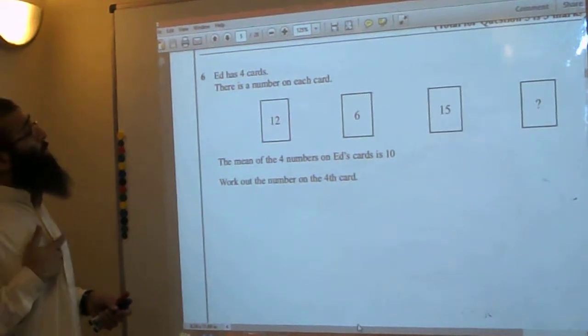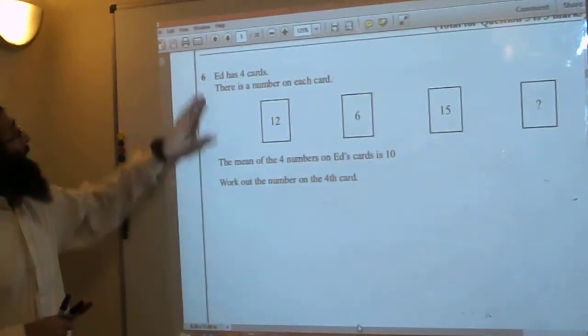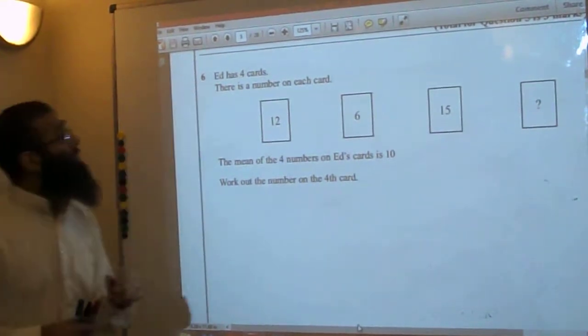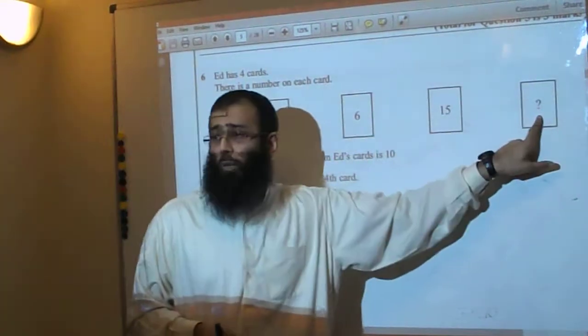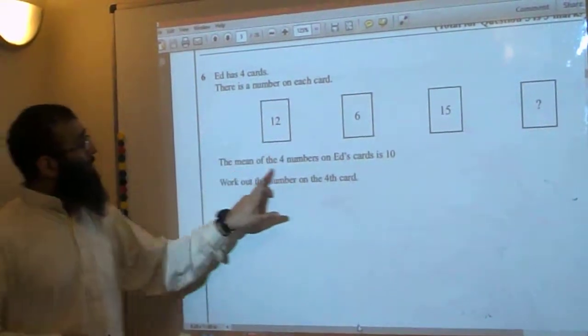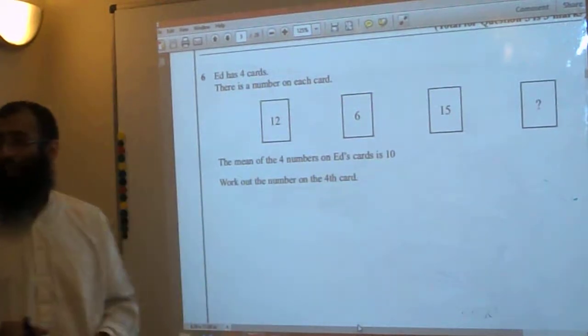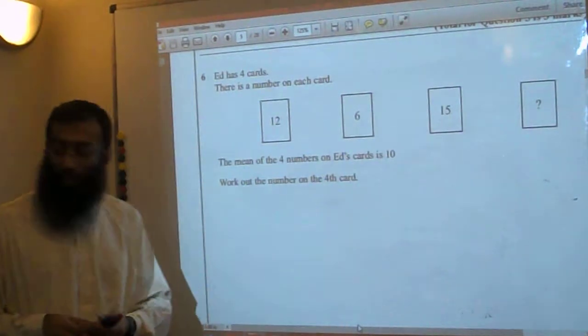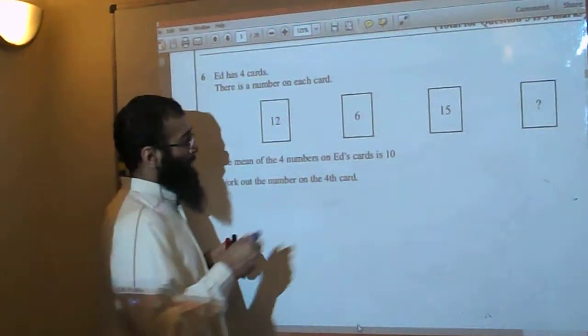Question number 6. Ed has 4 cards. There's a number on each card: 12, 6, 15 and a question mark. The mean of the 4 numbers on Ed's cards is 10. The mean. So Zishan, what is the key word they mention here? Mean.